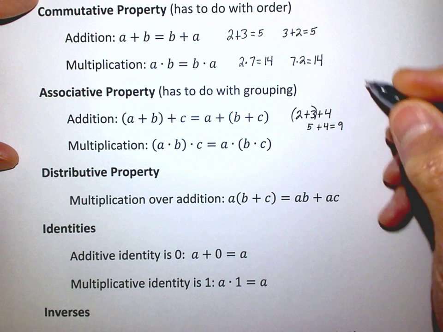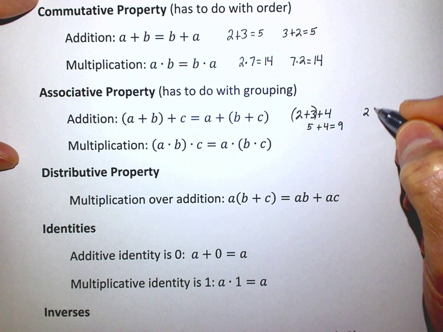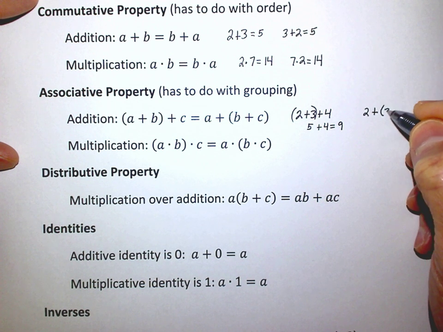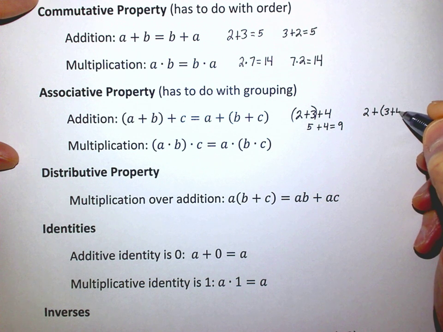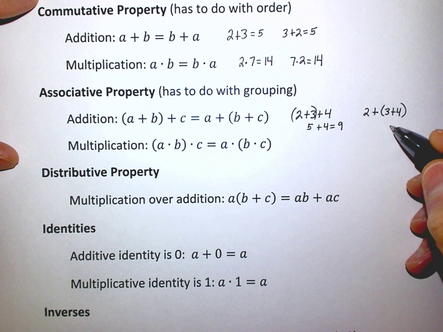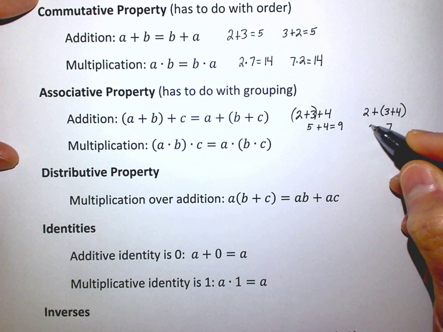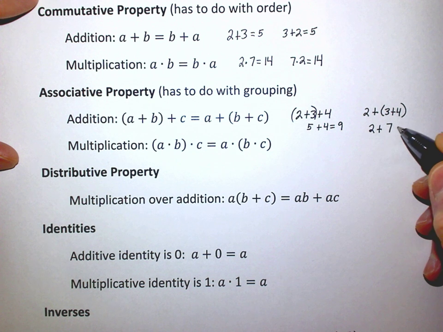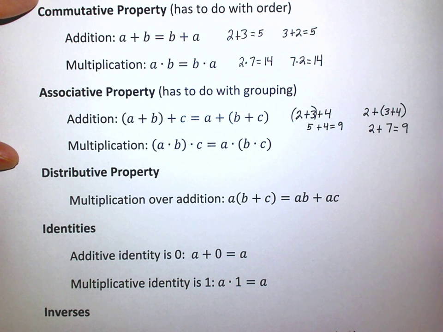Okay, let's try this. 2 plus, now let's group the last two together. Do what's in parentheses first. 3 plus 4 is 7. 2 plus 7 equals 9. So it did not affect our answer. The same is true for multiplication. We can group them any way we like.